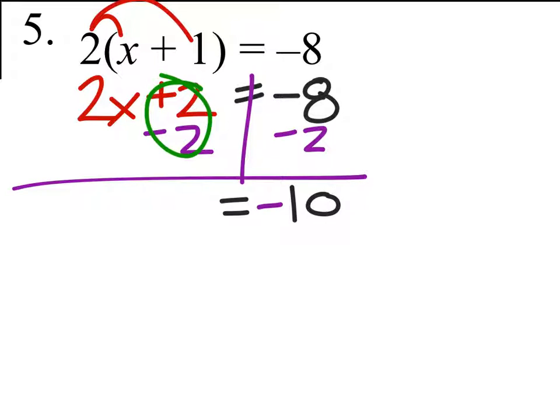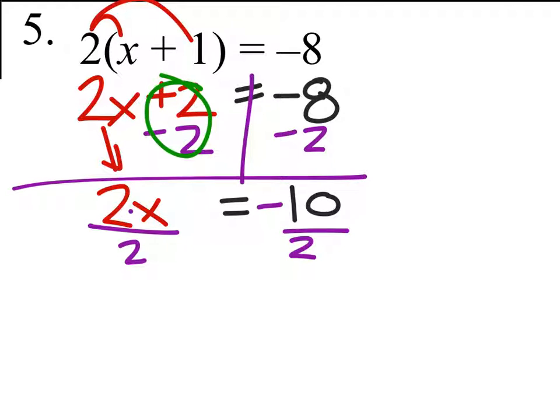This became a 0 pair, and we're just left with this 2x. So that's 2 times x. Once again, to undo the multiplication, we're going to have to divide both sides by 2. And we end up with x equals negative 5. Bam.